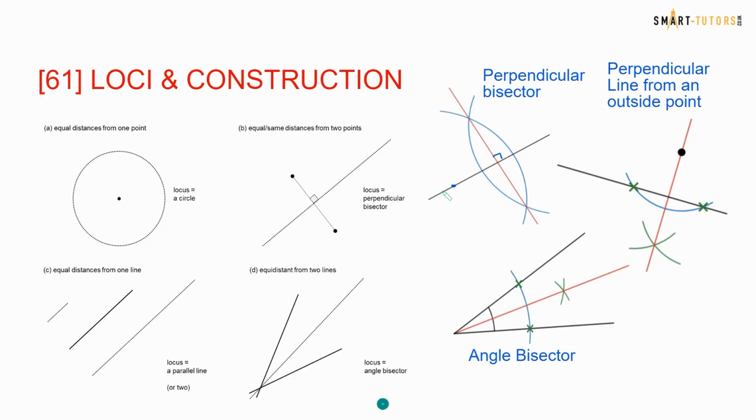So remember another construction here, perpendicular line from an outside point. So from the outside point, you draw an arc, and from here, you just cut. From here, cut. Connect these 2 points and it's going to be a perpendicular line from the outside point. So remember again, equal distance from one point is a circle. Equal distance from 2 points is a perpendicular bisector. Equal distance from a line is parallel lines either side. Equal distance from 2 lines is going to be an angle bisector.